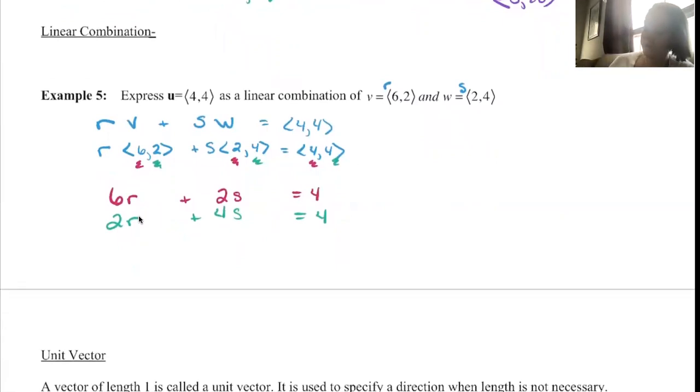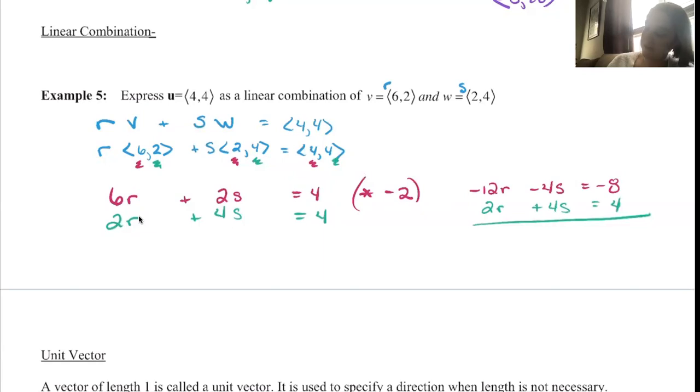And in fact, I'm going to multiply this top one by a -2. So this becomes negative 12r minus 4s equals -8. In the bottom, we have 2r plus 4s is equal to 4. When we add these things together, negative 10r, those cancel out, is equal to -4. Divide by -10, divide by -10, r is equal to 2/5. Excellent.